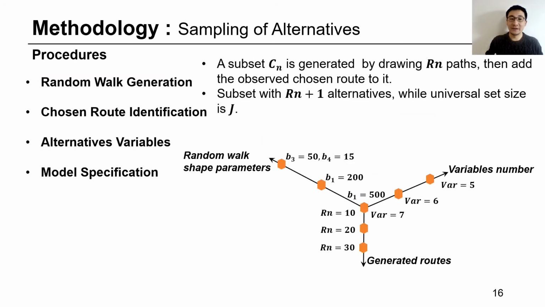To realize the idea of sampling of alternatives, the random walk generation was firstly conducted to generate Rn paths, and the actual chosen route was identified and added to the Rn paths to form a subset with Rn plus 1 alternatives for further modeling use. Then the alternatives' variables, all the attributes' values were calculated, and the model specification procedure was done. In this research, I experimented on the performance of different combinations of random walk shape parameters, combinations of different variables, and also checked the impact of using different numbers of generated routes.